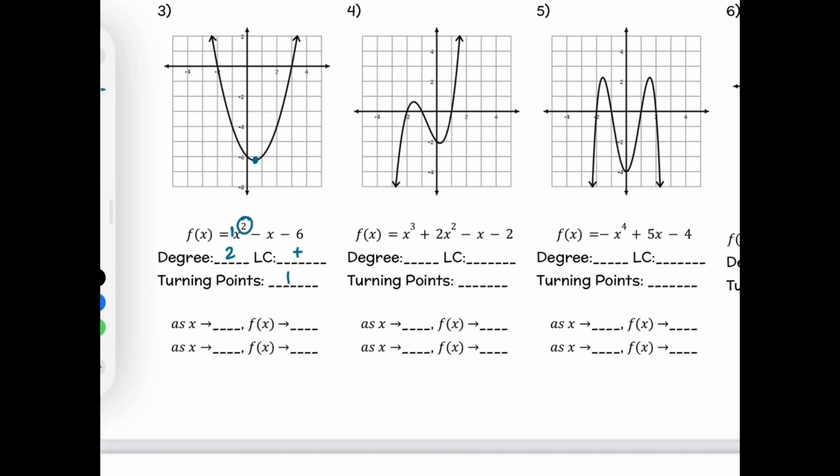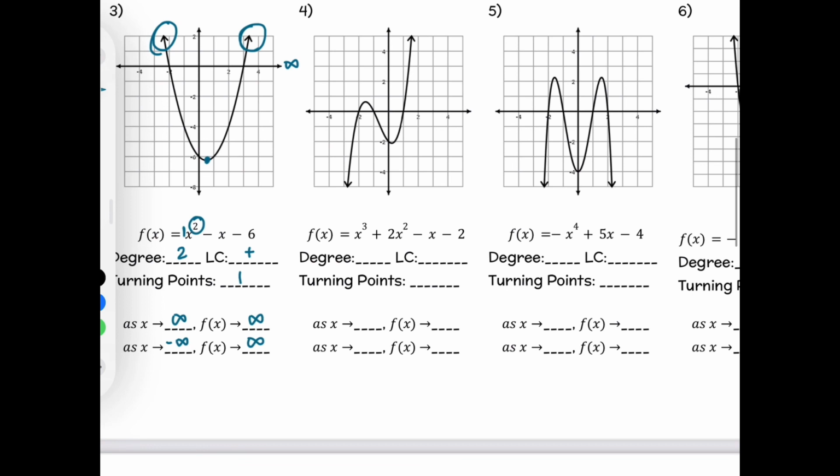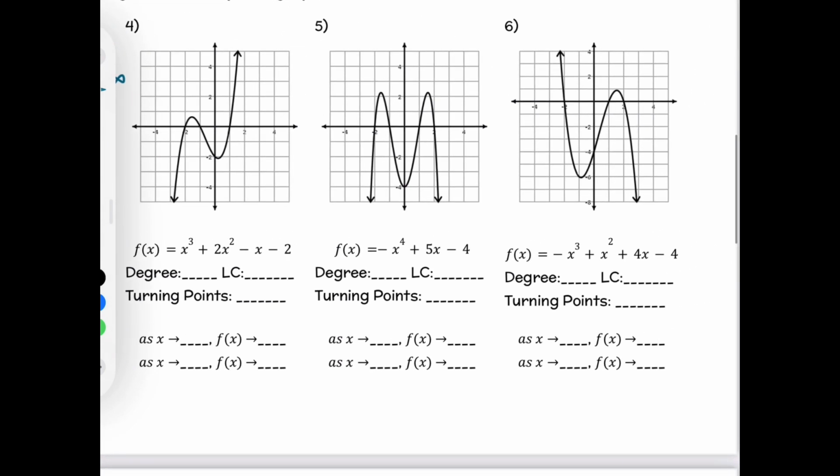And then for our end behavior, as x approaches positive infinity, so as we go to the right on our graph, our right half is going up, so it's going to positive infinity. And as x goes to negative infinity, the left half of our graph is also going up, so it's going to positive infinity. We're going to skip number 4, and I want you to do number 4 on your own once we do number 5.